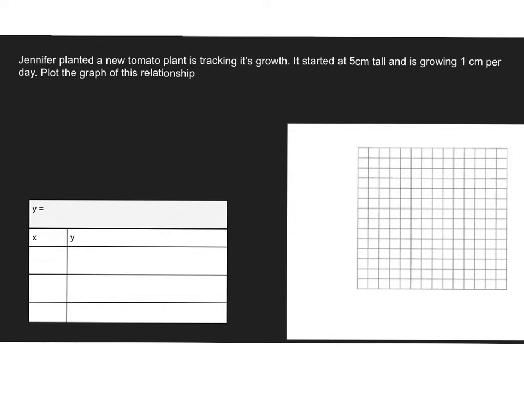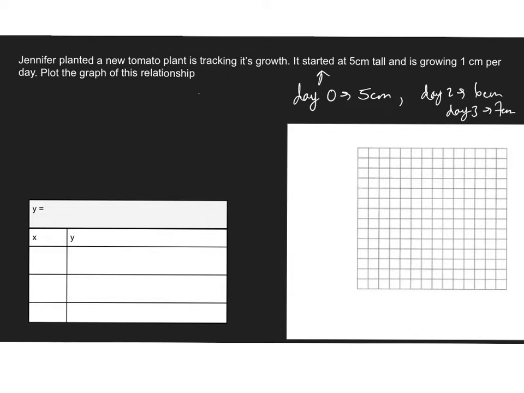So when we're doing word problems, we need to figure out a couple different things. The one thing we can figure out here is it started at 5 centimeters tall. Either she bought it and it was already that tall, but that's the starting point. So at day 0 it's 5 centimeters tall already. And then if it's growing 1 centimeter per day, day 2 would be 6, and day 3 would be 7 centimeters.